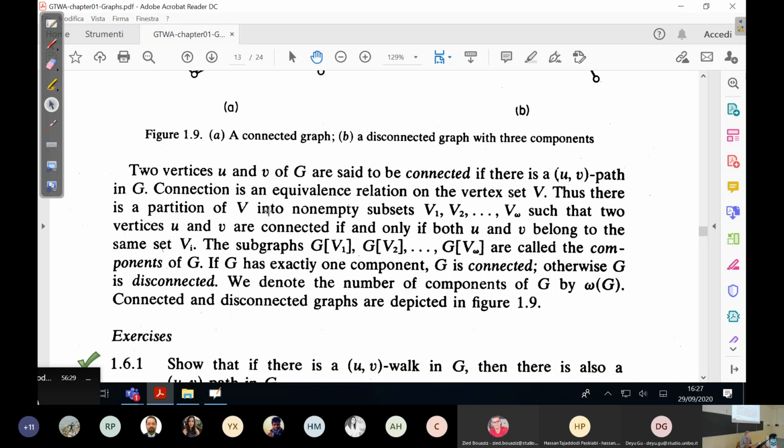In connection, you can also have a zero length path, meaning U by itself is a sequence which can be considered a path, and so it is a path from U to itself. You don't need to have a loop to say that U is connected to itself. Equivalence relations, let me state that.